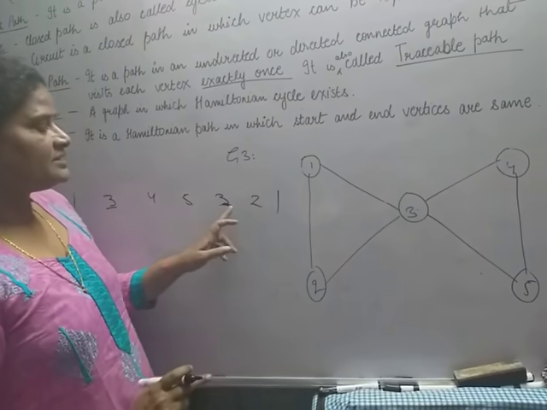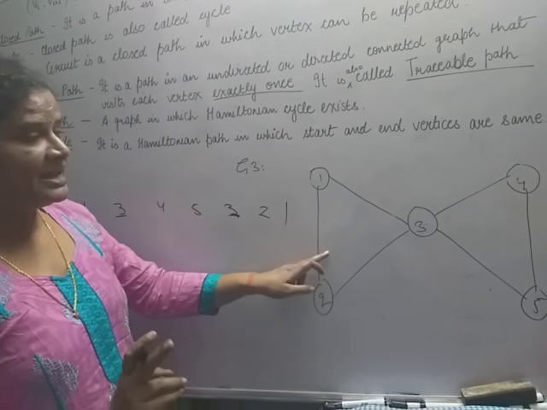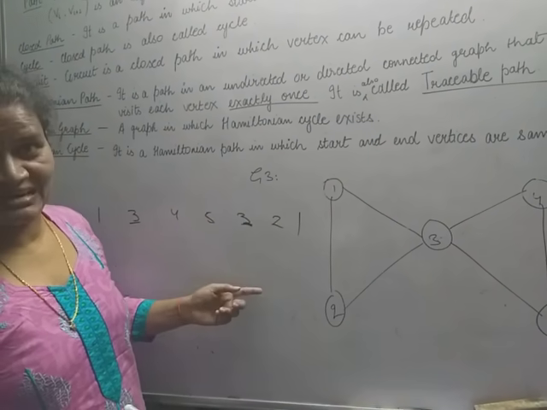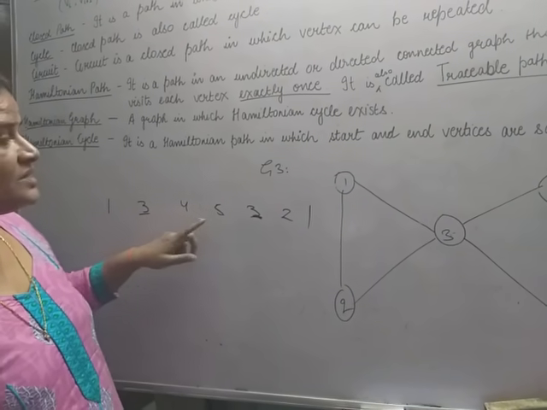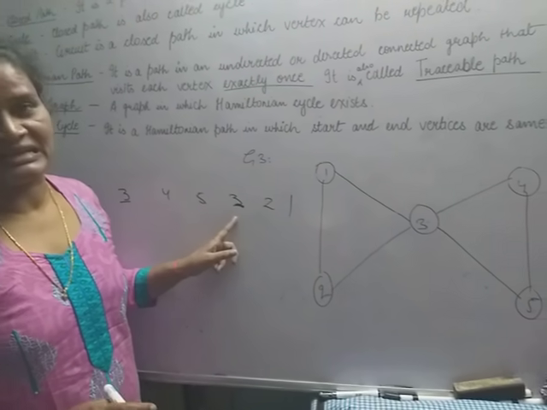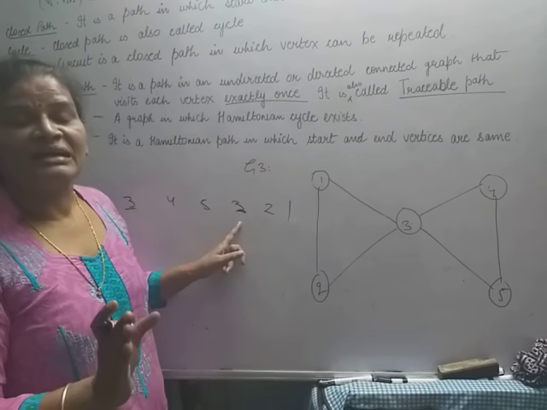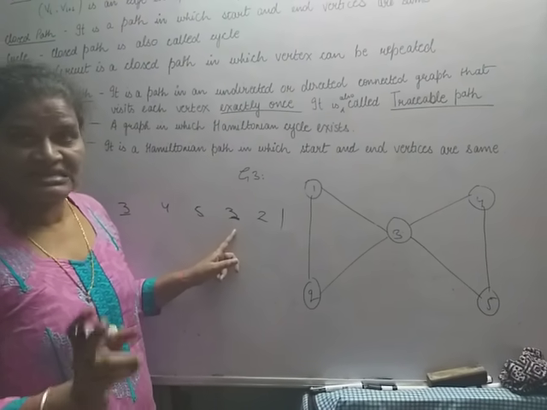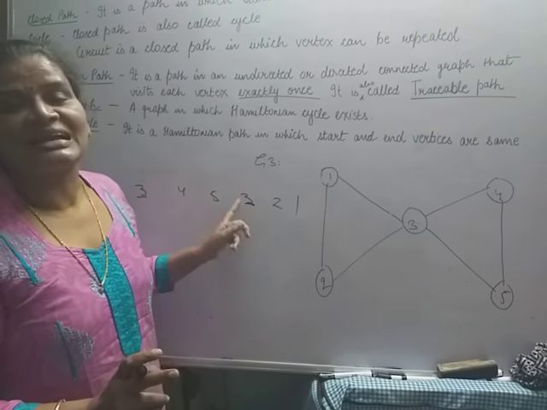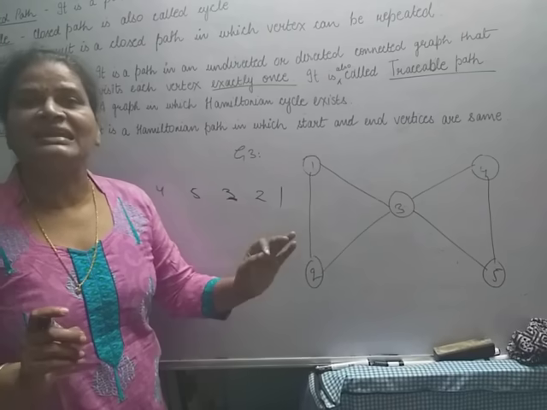So this is a circuit, but it is not a cycle. Here the vertex is repeated. Again, remember that there is no repetition of edges. That is why the circuit is also called a closed trail. This is the difference between circuit and cycle. In a circuit, a vertex can be repeated, an edge is not repeated. In a cycle, neither vertex nor edge can be repeated except the first and last vertex.